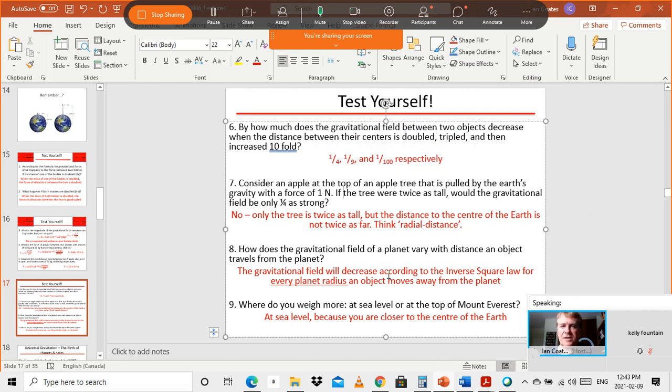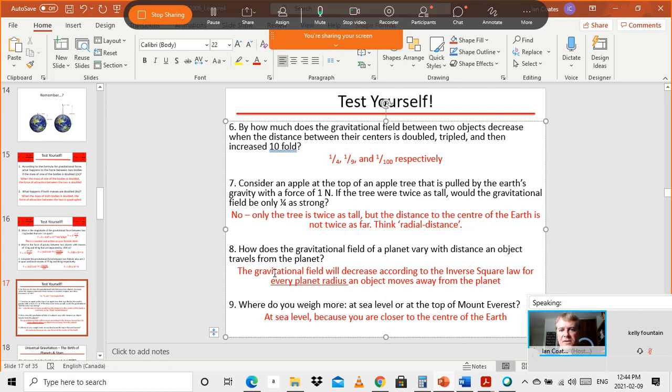How does the gravitational field of a planet vary with distance an object travels from the planet? So like we're going to get into satellites. And we send a satellite away from the Earth and it's flying away. What is happening here? The Earth is trying to keep that satellite here. And that's why you need so much fuel in a rocket to break the Earth's gravitational field, right? Massive amounts of liquid hydrogen.